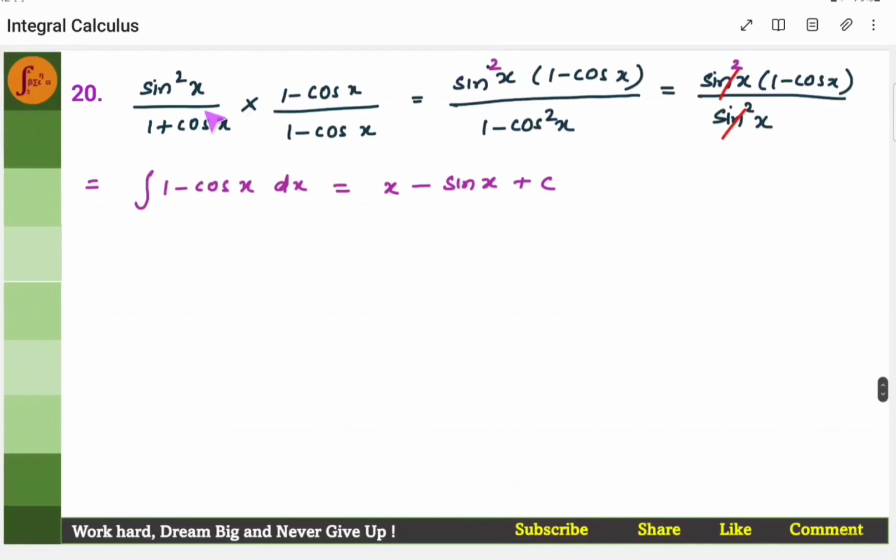So, here's another one. So, again, rationalize the denominator. Then you'll get like this. 1 minus cos square. 1 minus cos square is nothing but sin square x. This will get cancelled. Sin square and sin square. You're left with 1 minus cos x. Simple. Integral of 1 is x. Integral of cos x is sin x.